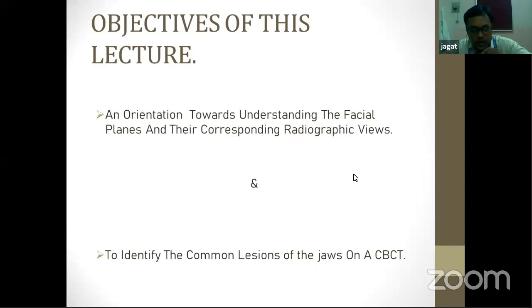Once we are good with this, you are one step up towards being comfortable with CBCT. Once you're oriented to what you're going to see, we're just going to look into a few common lesions of the jaws on a CBCT, how they appear, how easy it is for us to catch, and how informative it is, so that it helps us plan our treatment in a much better way.